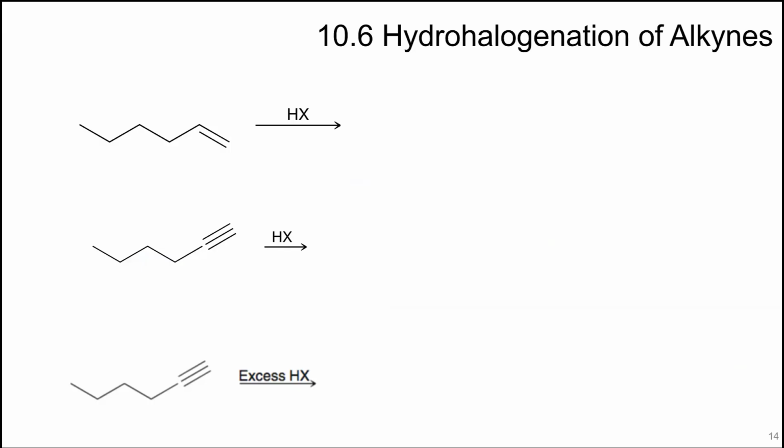Other reactions that we can do include a hydrohalogenation. So we're going to add HX to the alkyne, just as we did with the alkenes. The hydrogen went to the carbon with more hydrogens, and the halogen went to the carbon that was more substituted, which was the Markovnikov product.